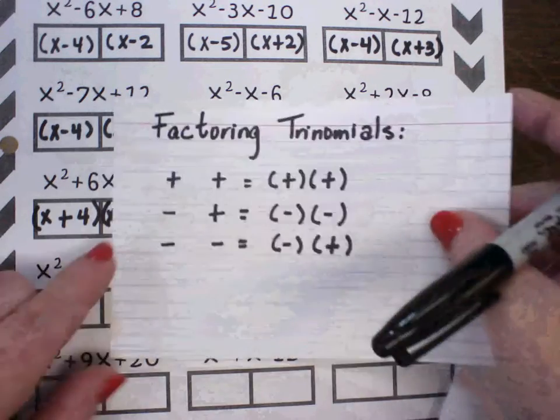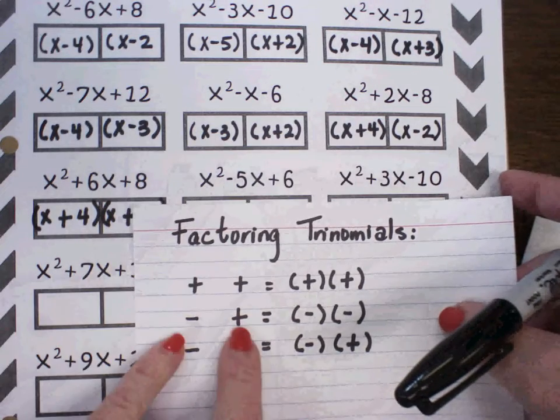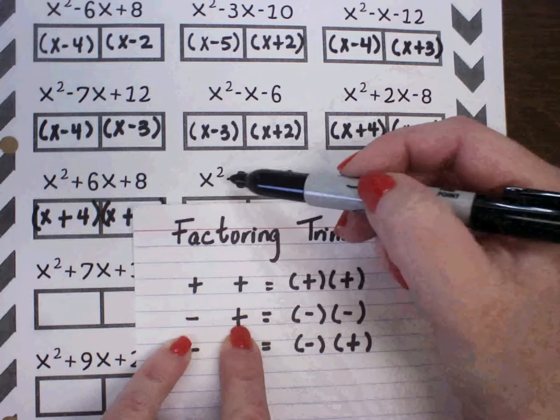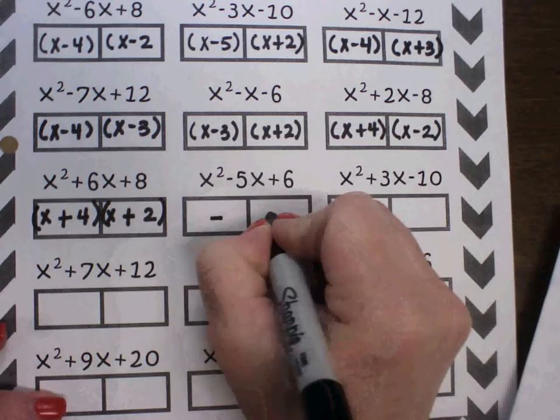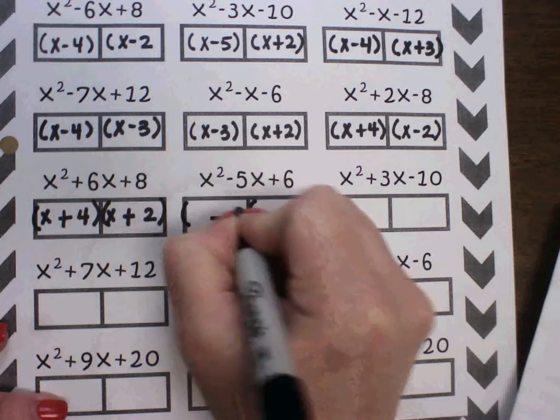All right, so they need to multiply to positive 6, which you got it. Negative times a negative is a positive. But then they need to add up to negative 5. There you go. You got it.